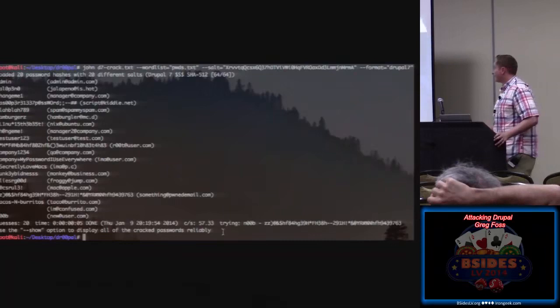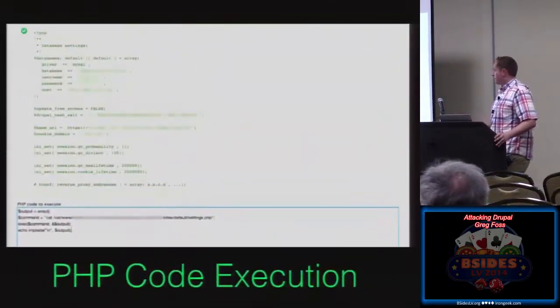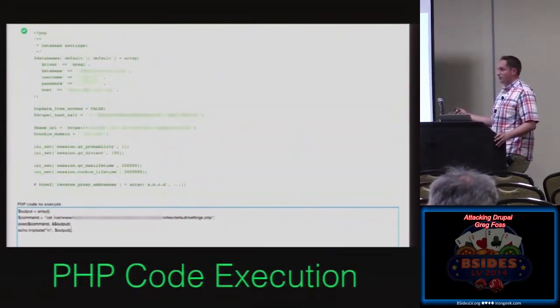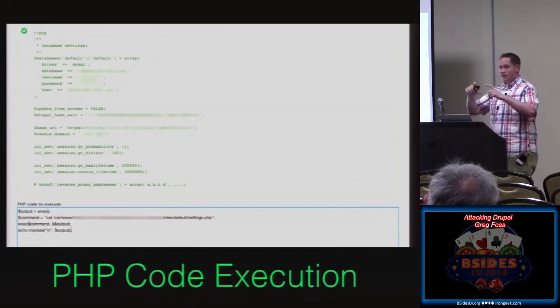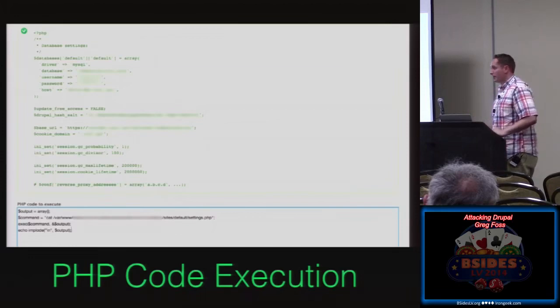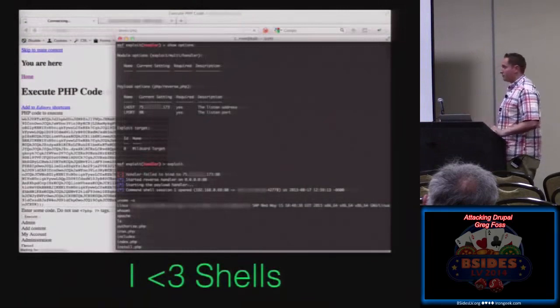Pretty simple. The next neat thing that you can do with Devel, this is why it's my favorite module, is execute PHP code directly from within the module on the server. Once you can do that, you can read files on the host, you can get a shell, you can do whatever you want. It gives you a nice little PHP code execution window to use. If you don't see the window, you can just go to /devel/php, and then you can execute PHP code.